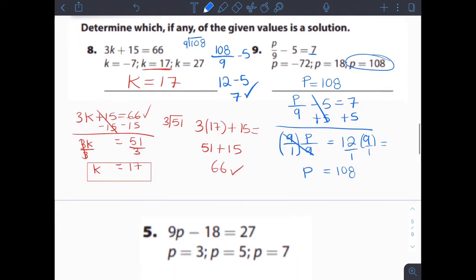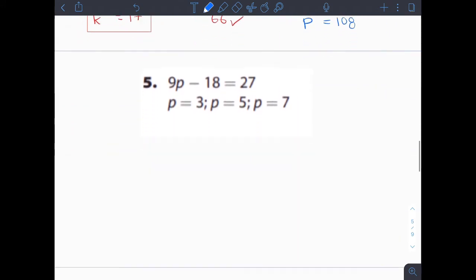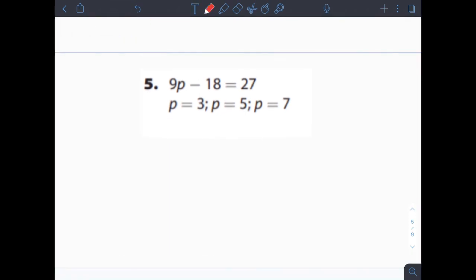We can do one more problem together. Okay, and for our last problem, we have 9 times p minus 18 equals 27. Again, they give us the 3 solutions. We can go ahead and just plug them in, solve them, and see if they make our equation true or not. But I'm going to just solve for my variable to get a little bit more practice on that.